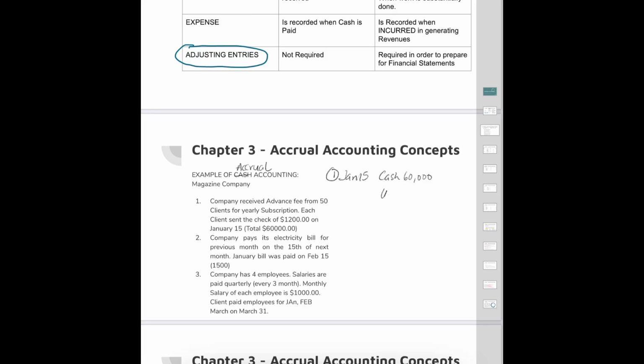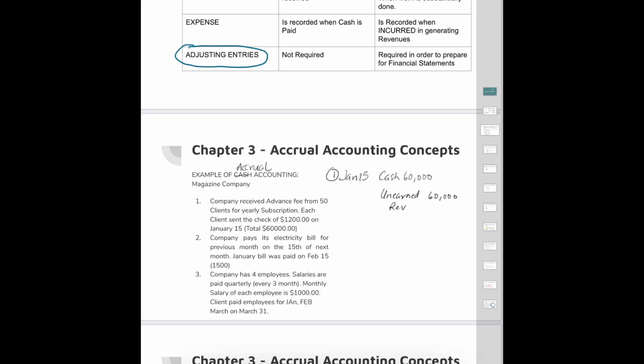So the company will create an account, unearned revenue 60,000, which means on January 15 nothing is earned yet. They haven't earned the revenue yet, so they have postponed the revenue recognition. So it will sit on the balance sheet as unearned revenue.